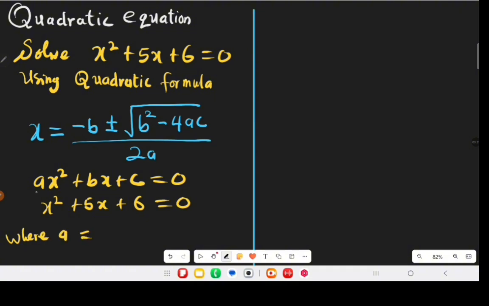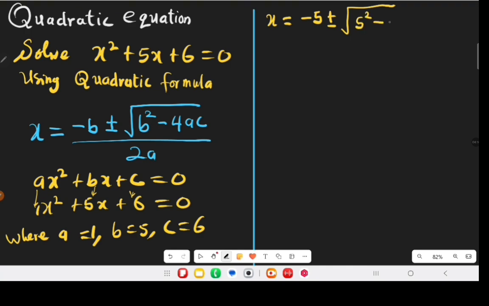a is equal to the invisible 1 here, which is 1, b is equal to 5, and c is equal to 6. So what we are going to do is substitute these values into the formula. That is to say, x is equal to minus b, b is 5, which is minus 5, plus or minus the square root of 5 squared minus 4, a is 1, and c is 6, all over 2a, a is 1.